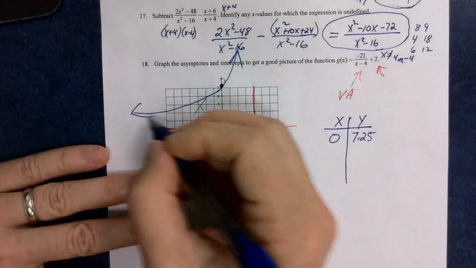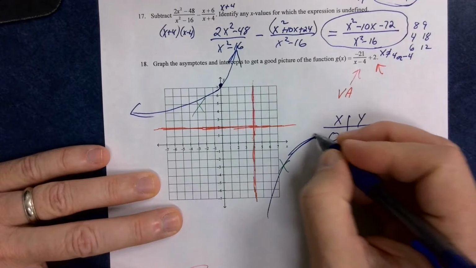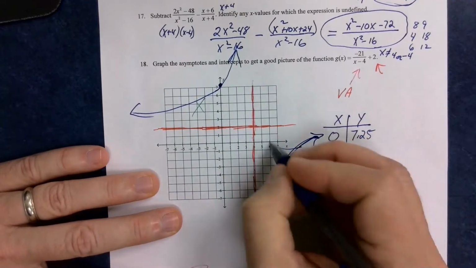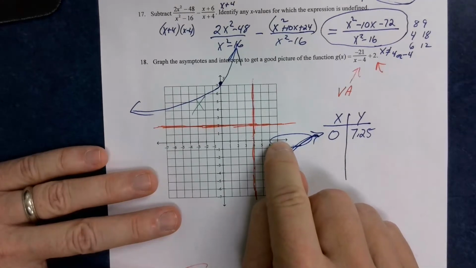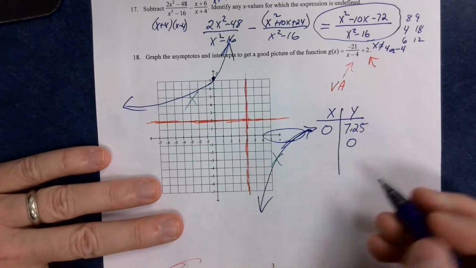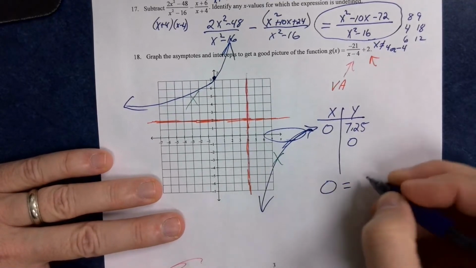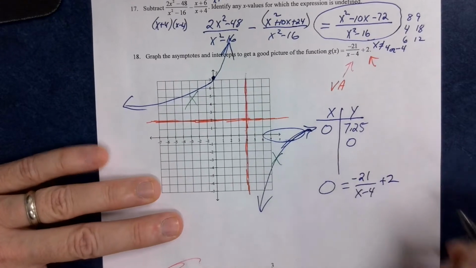Well, if these things are mirror images, the other one should be something just like this, which means that its intercept is going to be someplace probably beyond 7. But I'm going to check it out. Go ahead and do the math. So I'm going to plug 0 in for y. So that gives me this equation, 0 equals negative 21 over x minus 4 plus 2.